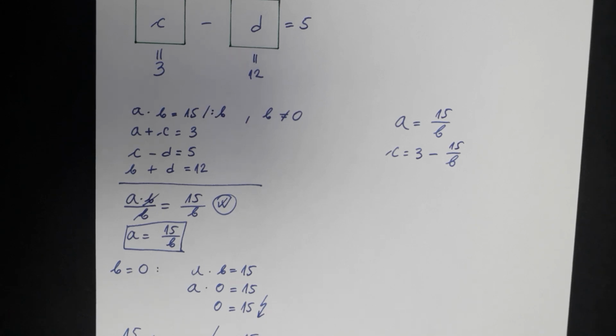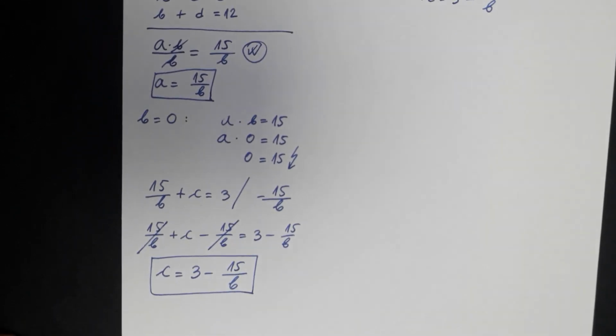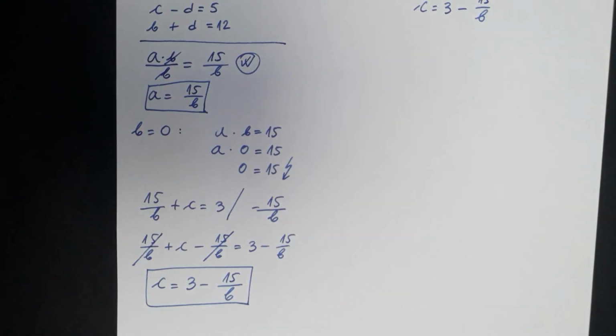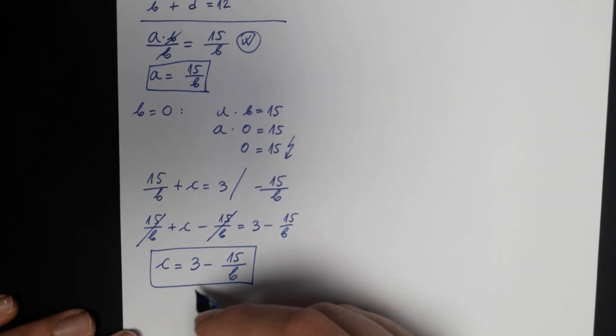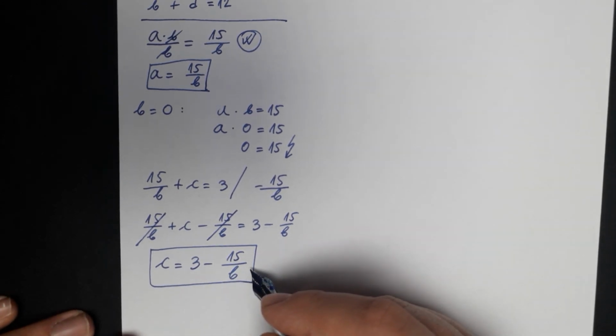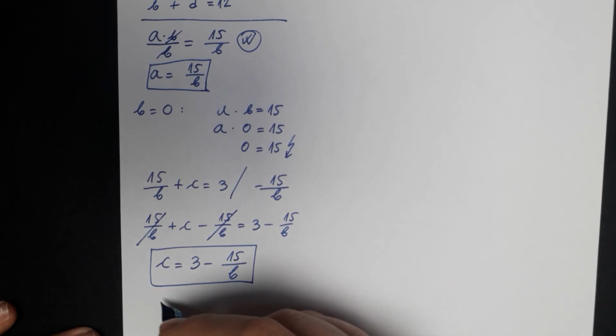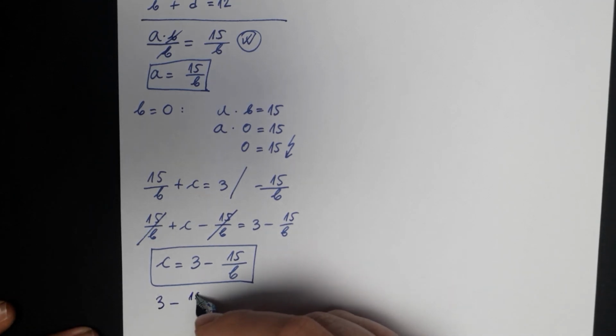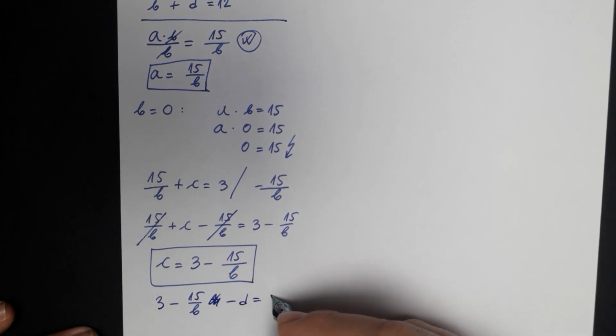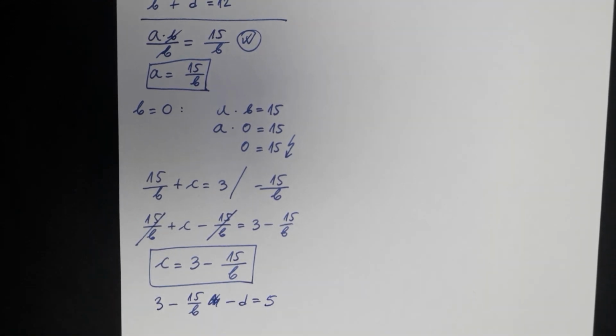Now we can use this information which we have obtained in the third equation for C. So we have that the third equation, which is C minus D, is equal to 5. Instead of C, we are going to use that C is equal to 3 minus 15 over B. So we get that 3 minus 15 over B minus D is equal to 5. And this equation we are going to solve for D, because then we can insert this information into our fourth equation.